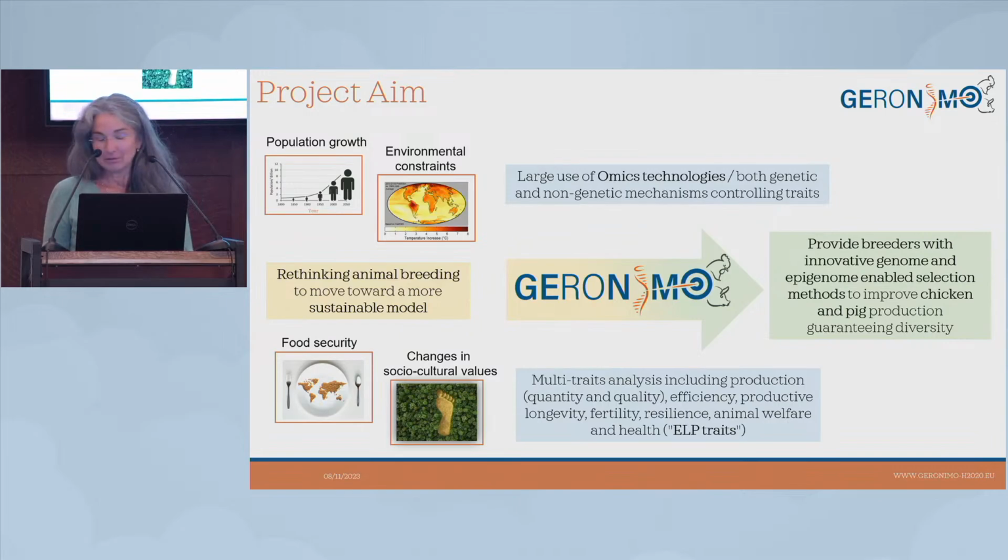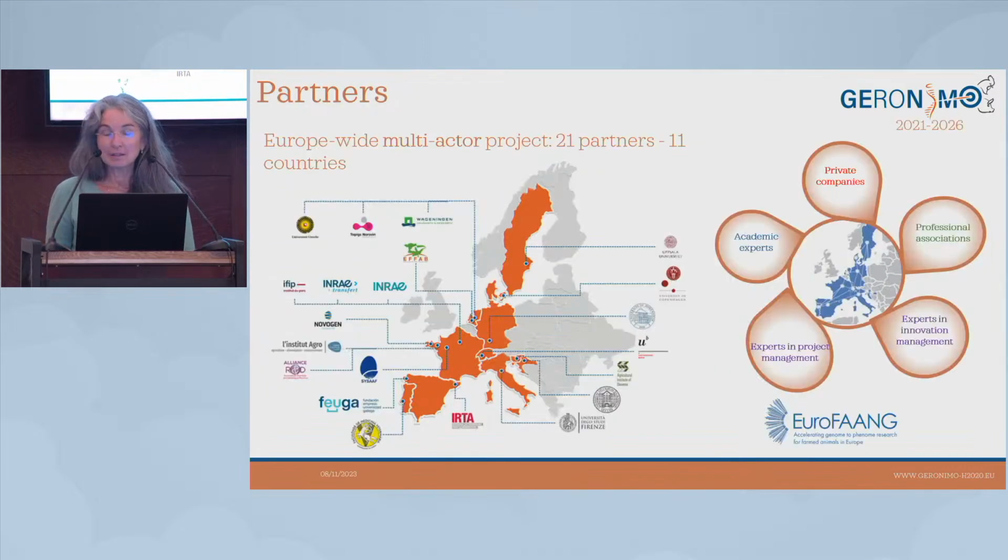So a large set of traits that we called ELP traits to make it shorter. So it's a large consortium. We are 21 partners from 11 countries, and these include academic experts, private companies, professional associations, experts in innovation management, and experts in project management. And as you have heard several times, we are part of Eurofund.